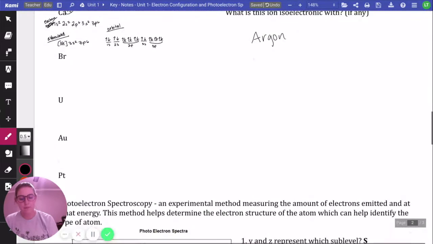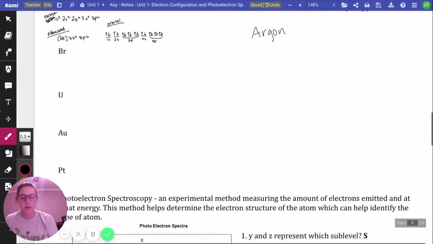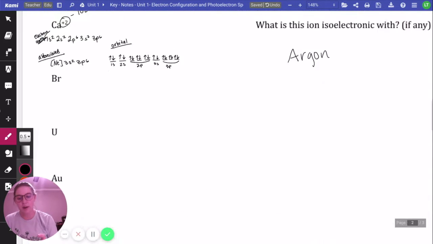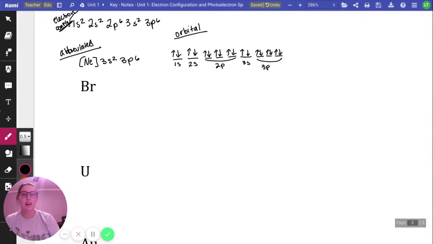There you go. All right, I'm going to do 2 with you guys, and then I'm going to leave the last 2 to you. All right, so I'm going to do bromine. I'm going to write full configuration for this one and abbreviated for the next one. Okay, so bromine is number 35 right there on my periodic table. And I'm going to start at the beginning again.